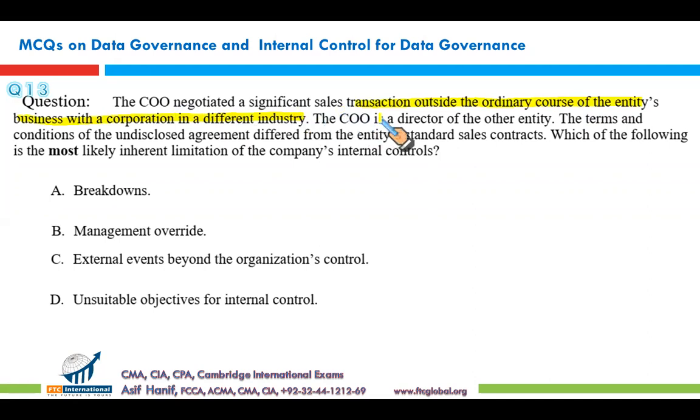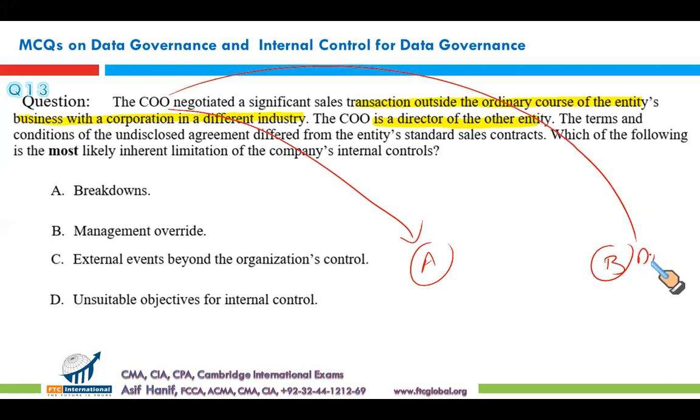The Chief Operating Officer is a director of other entities. To make things even more suspicious, let's say this is company A, where this person is working as the CEO, and there's another company B, where this person is working as a director. So there is a related party transaction. A and B conduct a transaction which is outside the normal sales. Something questionable, something not right. The terms and conditions of the undisclosed agreement differed from the entity's standard sales contract. Something is wrong.